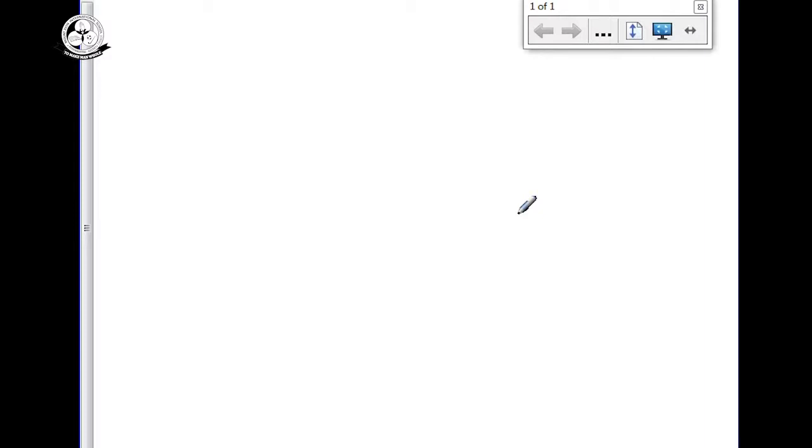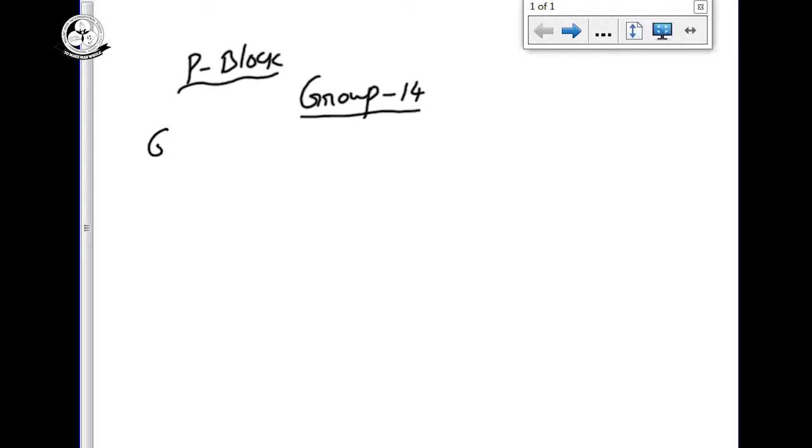Now today we are going to start with the P block elements, group 14. Group 14 elements are very important for our general life. First we will start with the general properties. General properties, first one: what are the elements present in that group and their electronic configuration?